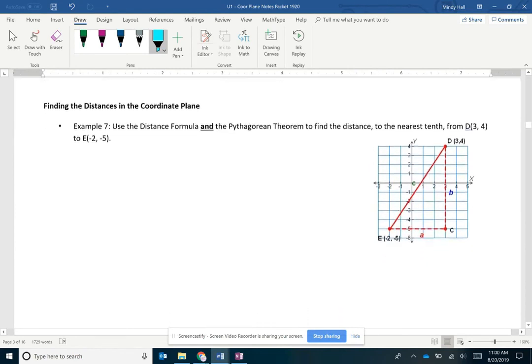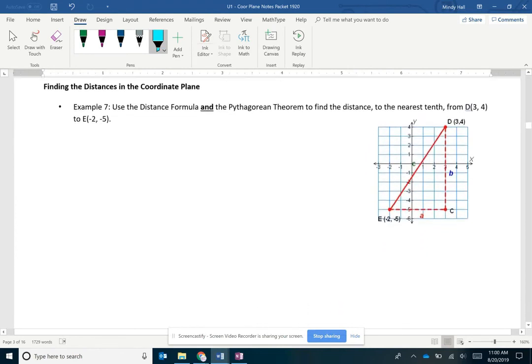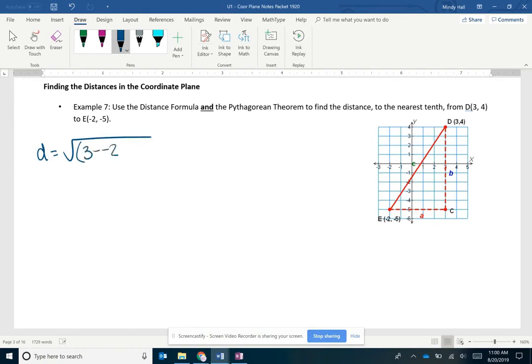So moving on down the line, we want to use the distance formula and Pythagorean theorem to find the distance between D and E. So using the distance formula, we have the square root, and we're going to subtract our x values. So we have 3 minus negative 2. By the way, the order does not matter. If you were to do negative 2 minus 3, you get the same result in the end. And then I started with 3, so then 4 minus negative 5.